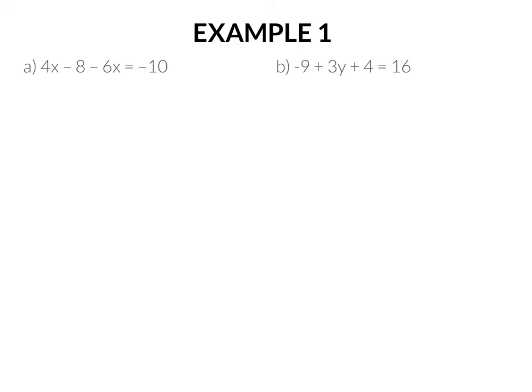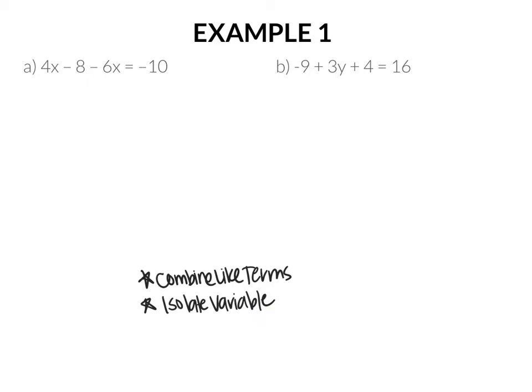Here's part A and part B of our first example. Now for these problems, we're going to combine our like terms and then isolate our variable. Let's look at problem A. My like terms are 4x and minus 6x, giving me negative 2x. I bring down the minus 8 and the negative 10. Now that I've combined like terms, I have a two-step equation to solve.